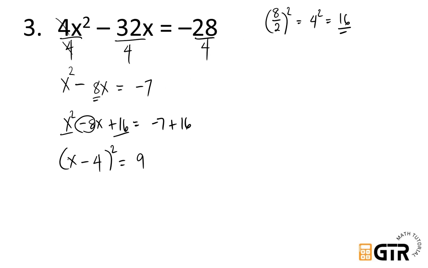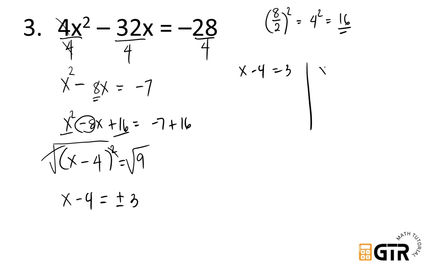Okay, so next step is square root of both sides. Extract the square root of both sides, cancel this. So we have x minus 4 is equal to square root of 9. This is a perfect square, so we have plus or minus 3. So therefore, we have two solutions. X minus 4 equals 3 or x minus 4 equals negative 3.